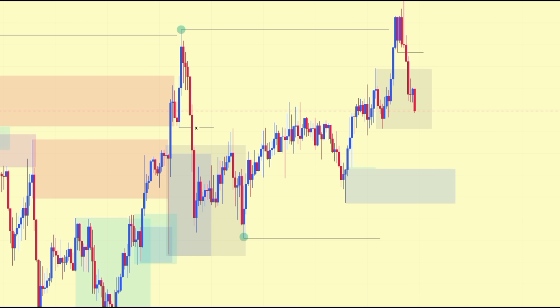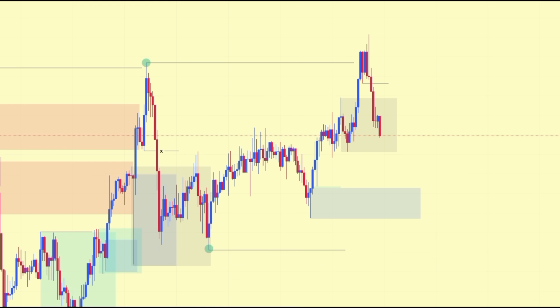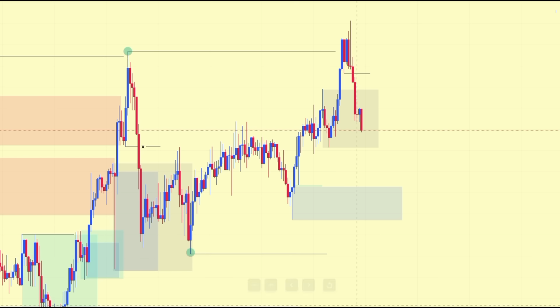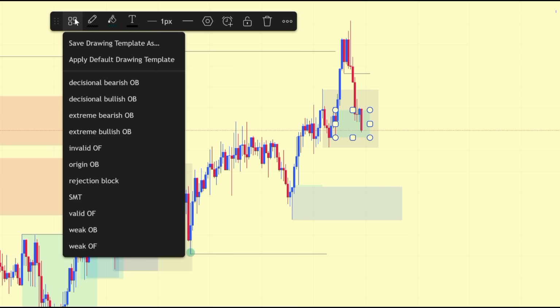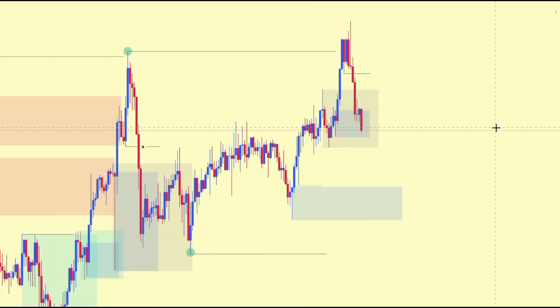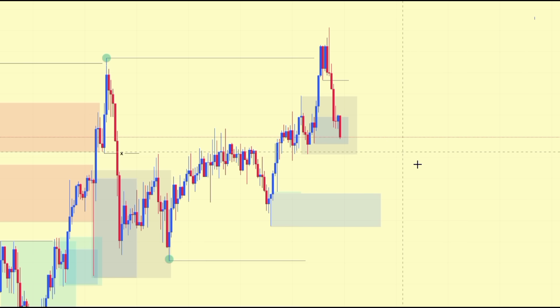Okay, so back to our dealing range, and I can clearly see that if I go higher, I can see another order block exactly right there that meets our criteria. And this order block is inside our extreme, our valid order flow. So I'm anticipating a reversal from there, but let's see what price does.